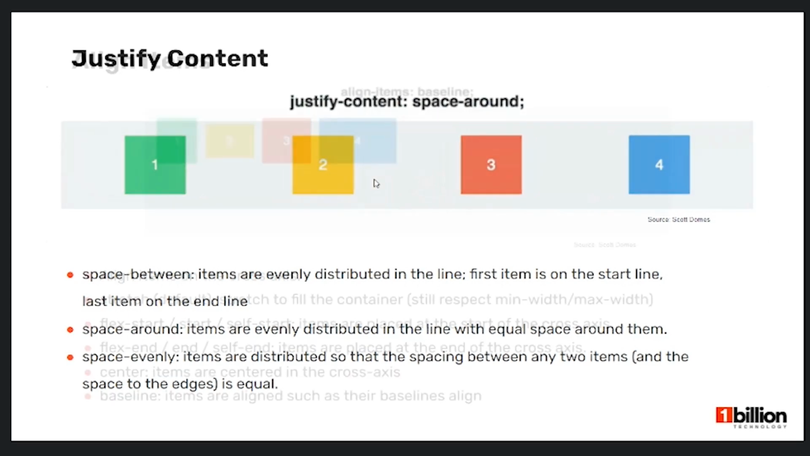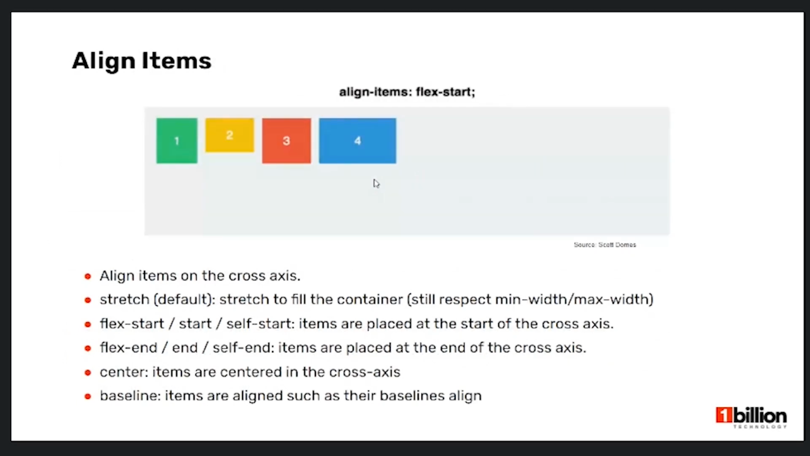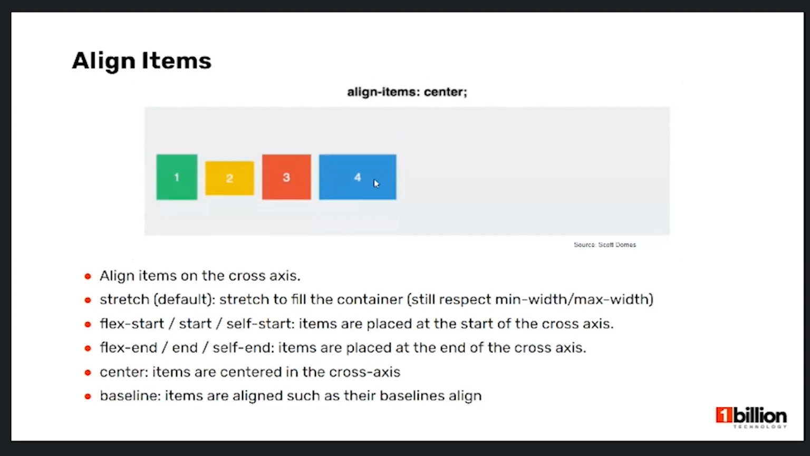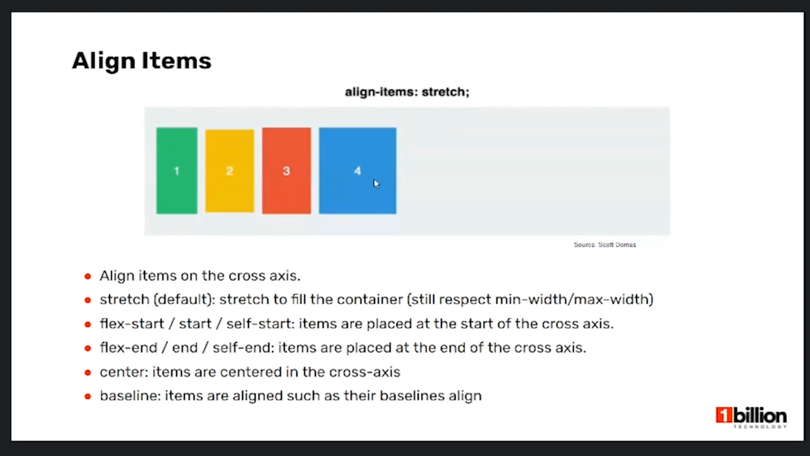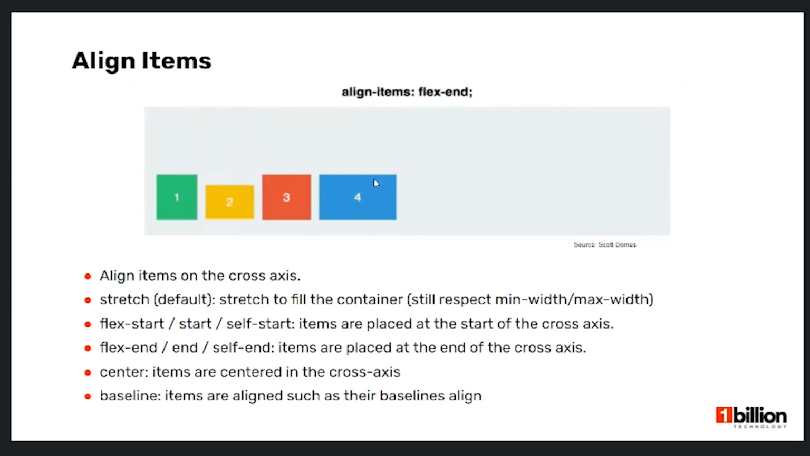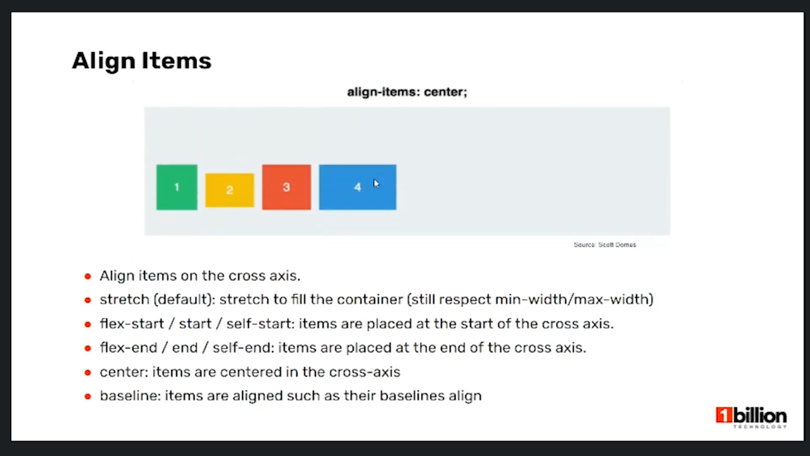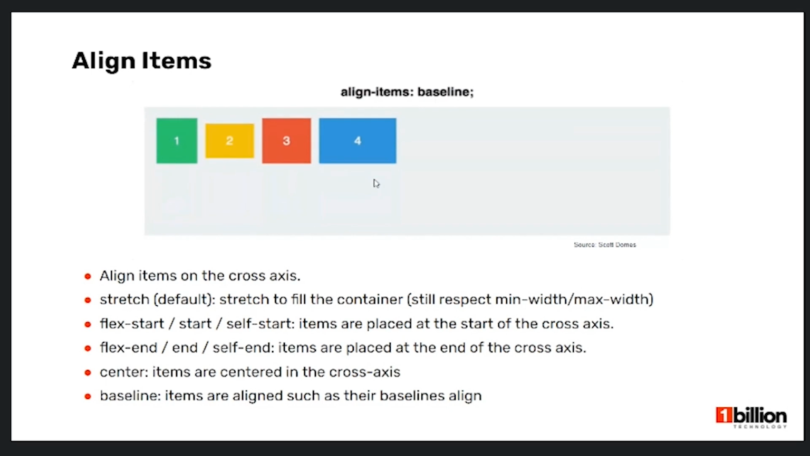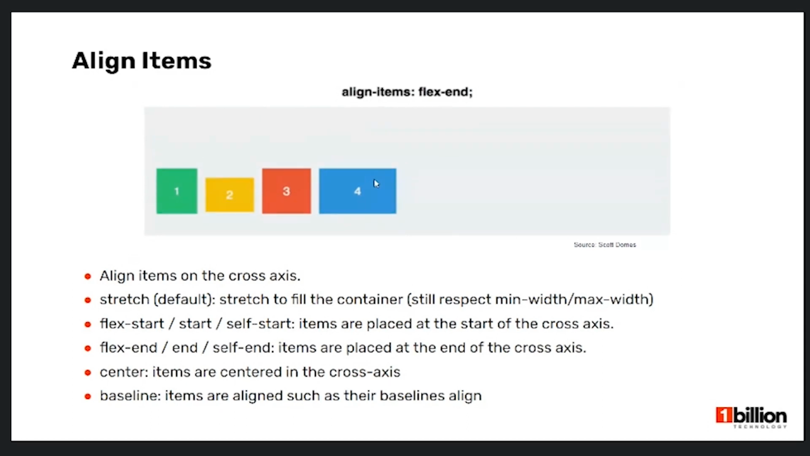And next flex property is align items. Align items allows us to align items along the cross axis. To place the items at the start of the cross axis, we can use either flex start, start, or self start. And similarly, to place the items at the end of the cross axis, we can use either flex end, end, or self end. And center means items are centered in the cross axis, and baseline means items are aligned such that their baselines align.